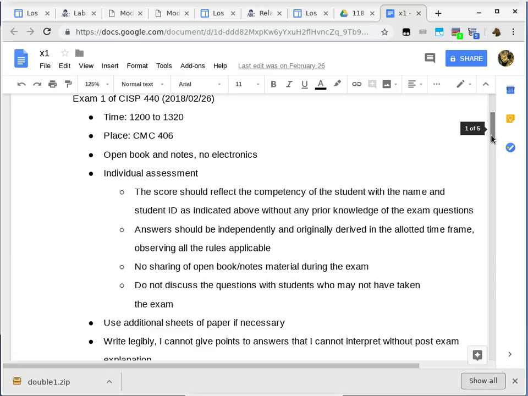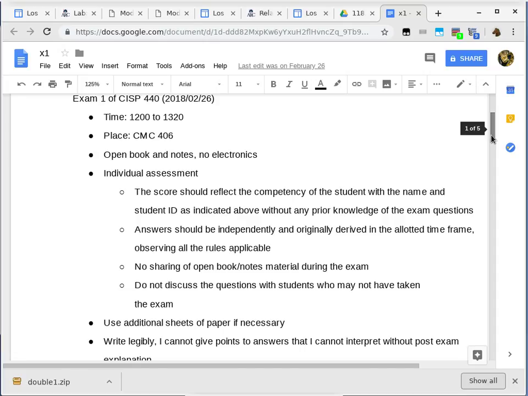No sharing of open notes or open book material during the exam. Oops, I forgot to bring my own material, and I see the guy next to me has got everything. Can I borrow that? No. Okay?